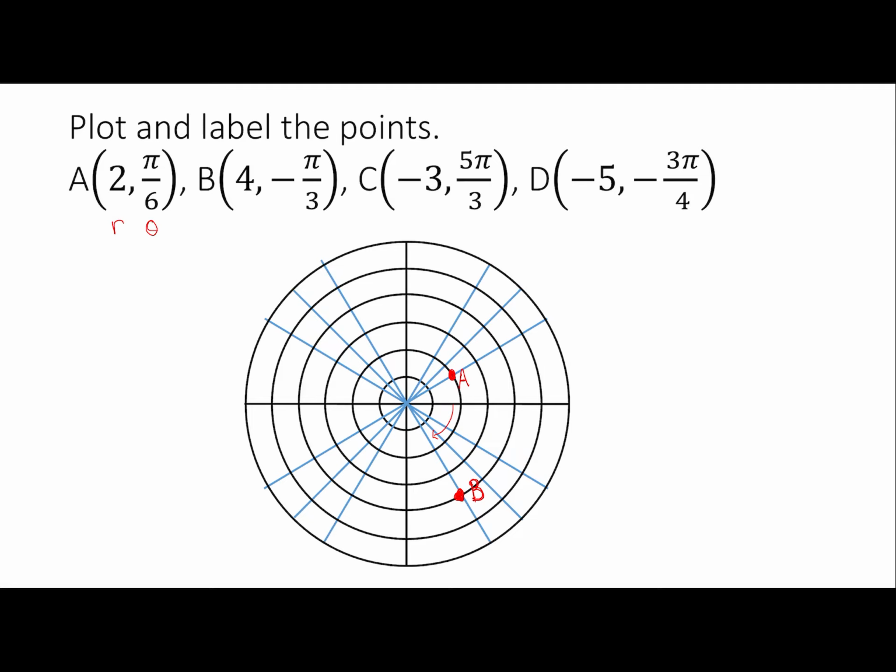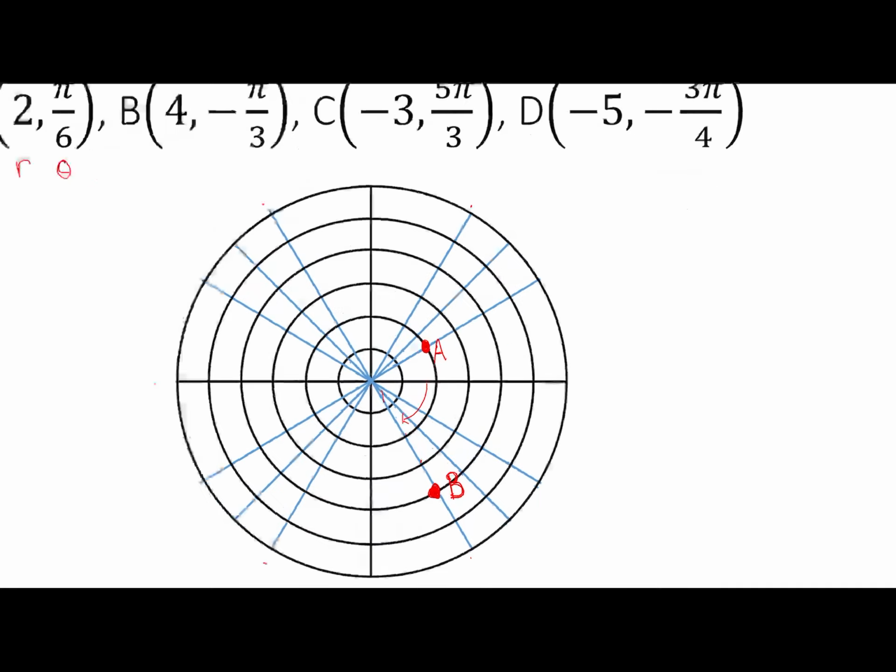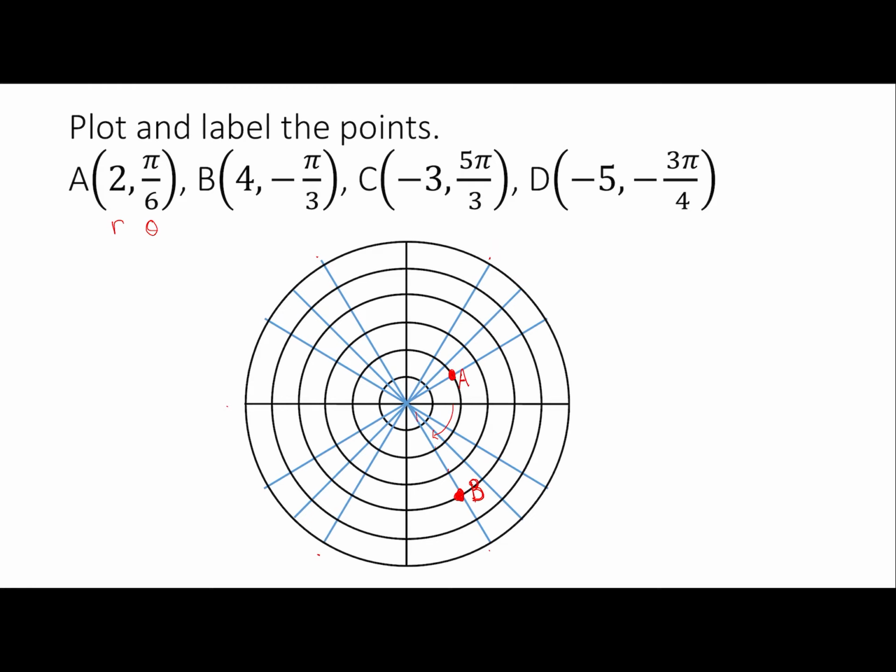C is negative 3, 5 pi over 3. So if we're working with pi over 3's, we're counting 1 pi over 3, 2 pi over 3, 3, 4, 5 pi over 3 in the positive direction, meaning counterclockwise. However, if we move 3 here, we've moved in the positive direction. It's a directed distance, meaning come away from the pole. However, we're going to need to cross the pole and go 1, 2, 3 in the opposite direction. So this is the point negative 3, 5 pi over 3. This is our point C.